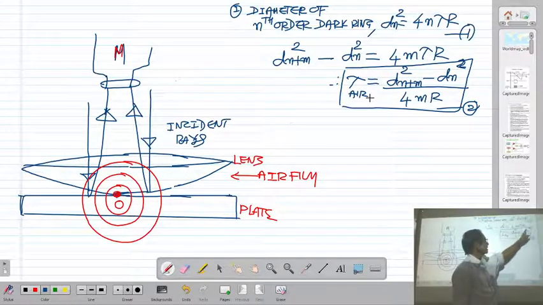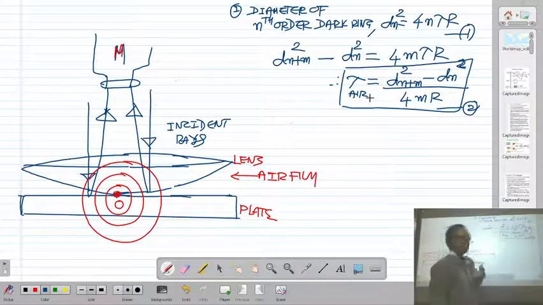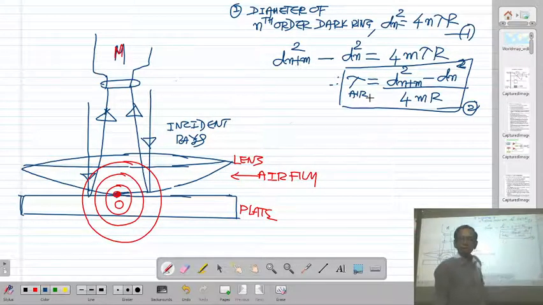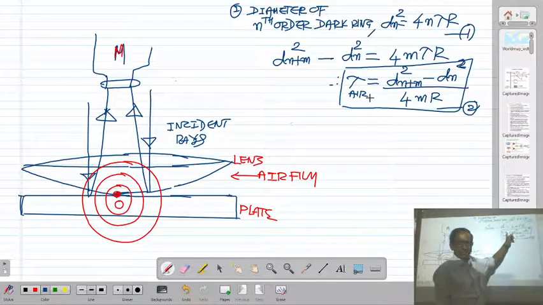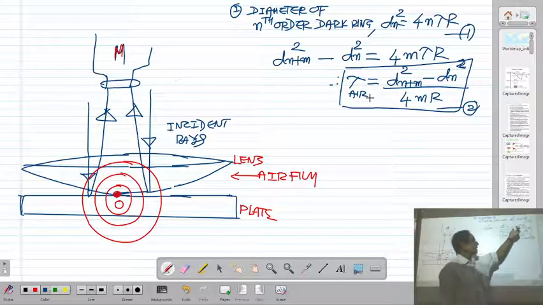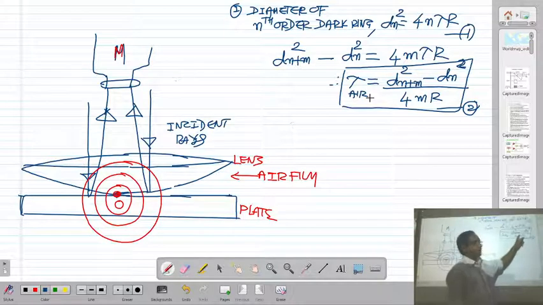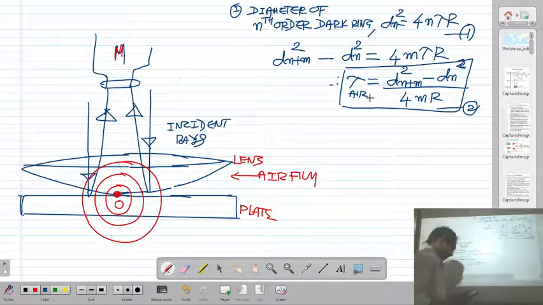Be careful. What is Dn? Dn is the diameter of nth order dark ring in air. When there is an air film between lens and plate, Dn is the diameter of nth order dark ring, Dn+m is the diameter of n plus m order dark ring, m is the difference of two ring numbers, and R is the radius of curvature of the lens.